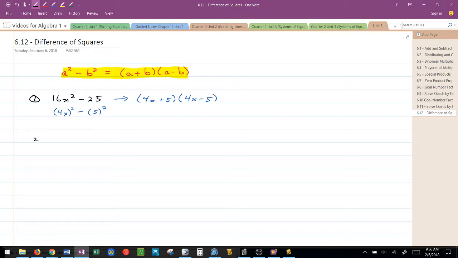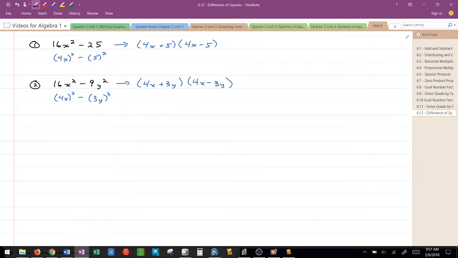Okay, so let's take a look at this one. What if I have 16x squared minus 9y squared? All right, I see two terms. The first term is 4x, and I'm squaring it. The second term is 3y, and I'm squaring it. So that tells me that I can factor this to 4x plus 3y times 4x minus 3y.